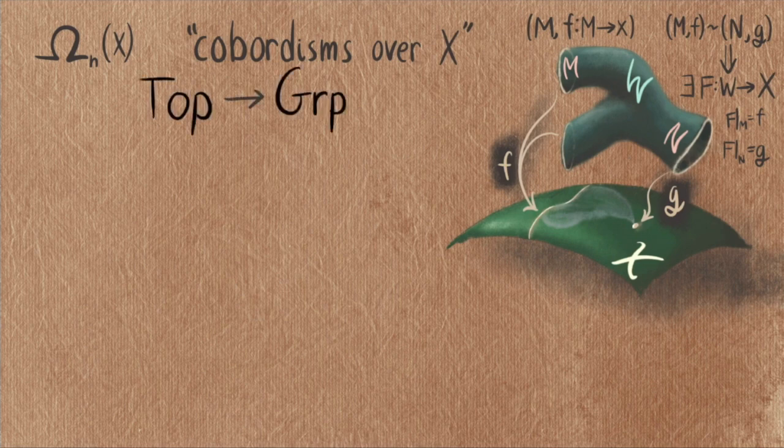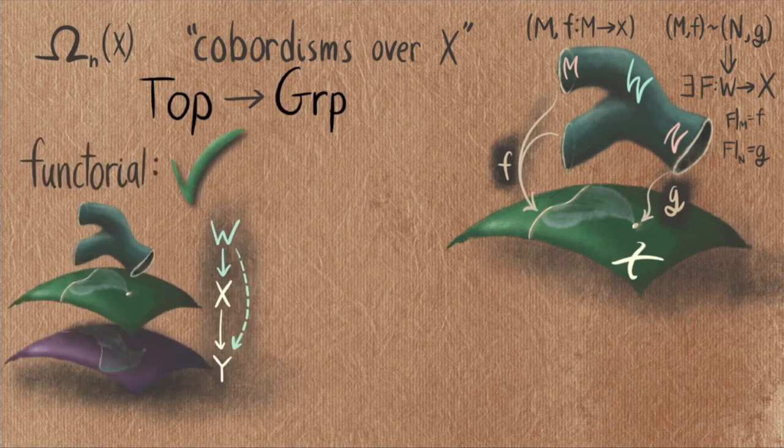So doing this gives us a map from topological spaces to groups, or equivalently, we're assigning groups to a given topological space. And this assignment has a couple of really nice properties. First off, it's a functor. So what that means is, for every cobordism over X and a morphism from X to Y, or homeomorphism, then we should get a cobordism over Y too. And we get that just by stacking it. So we have a map from X to Y here, and the map W factors through X into Y. We get a cobordism over Y.